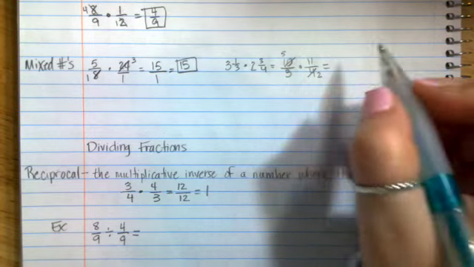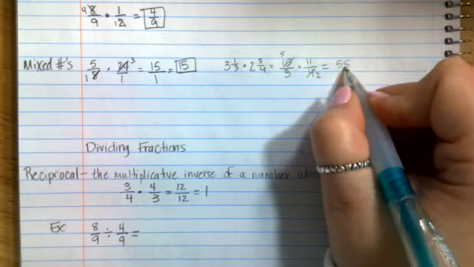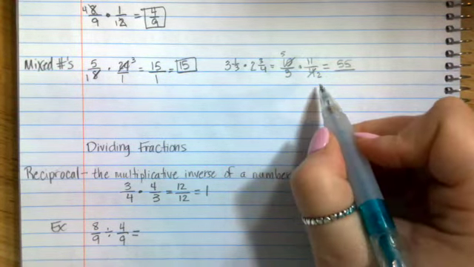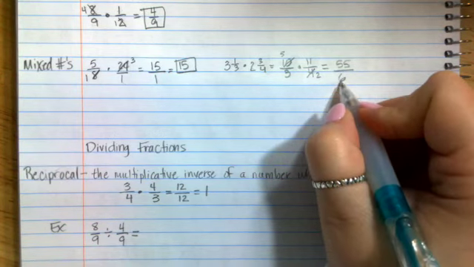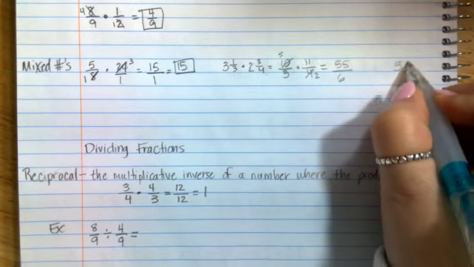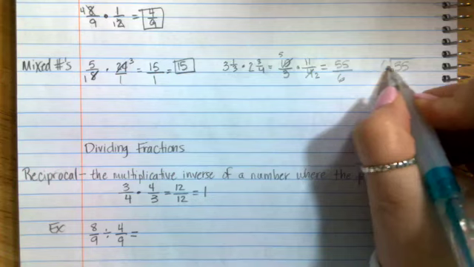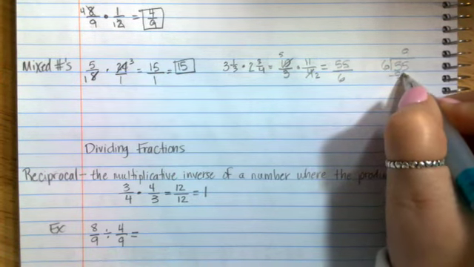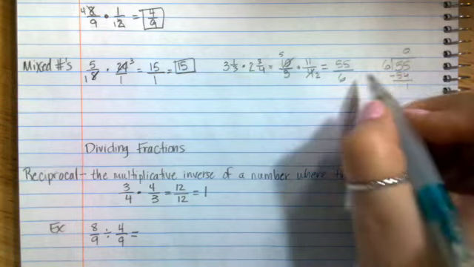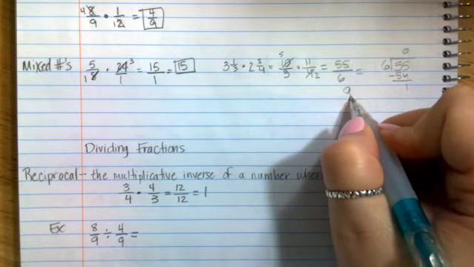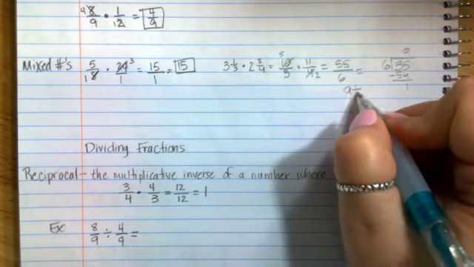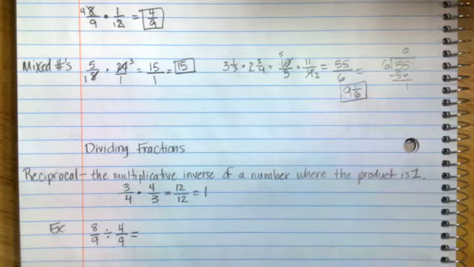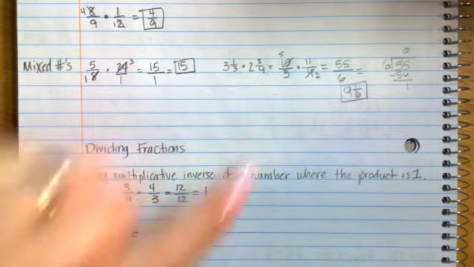Going straight across, 5 times 11 is 55. 3 times 2 is 6. So you just got to work it out. 55 divided by 6 can go in there 9 times. 54. So my solution here is 9 and 1/6. Okay, I can't simplify it any further because I did it all within the problem.